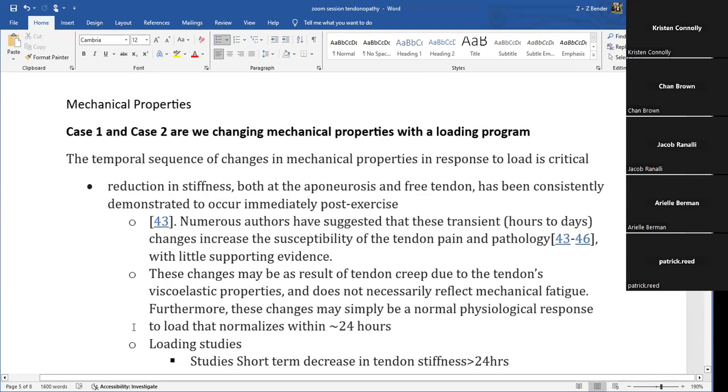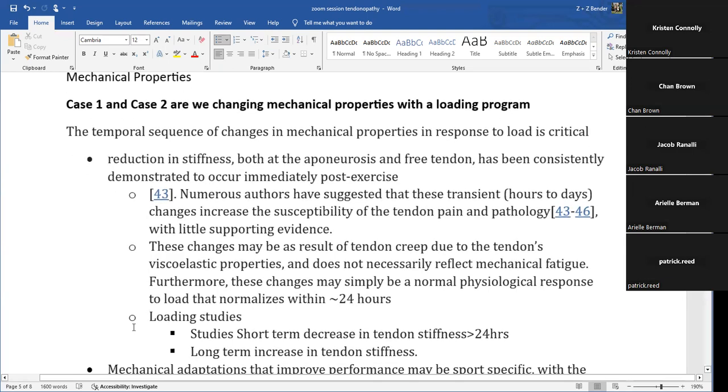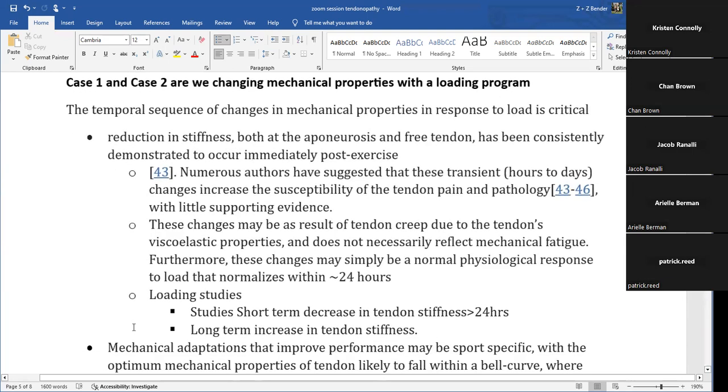That's an idea here. So in case 1 and case 2, the Achilles tendon case and the elbow tendinopathy, are we really changing anything? What are we changing in these individuals? And again, here they're saying that numerous studies suggest there are these transient changes that occur in tendons.